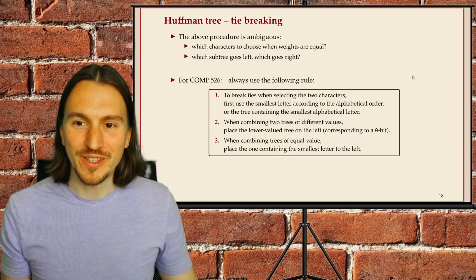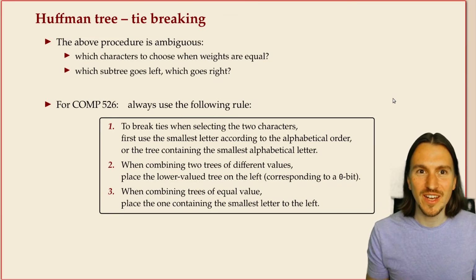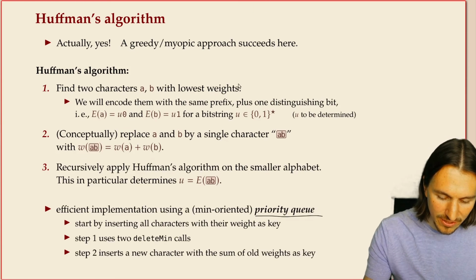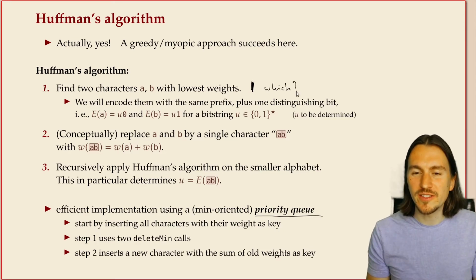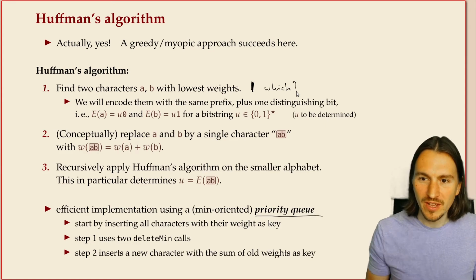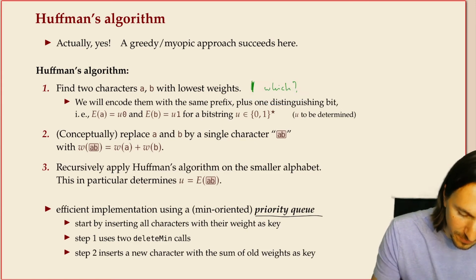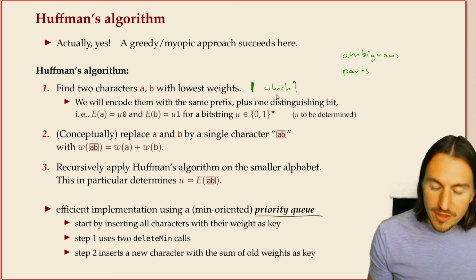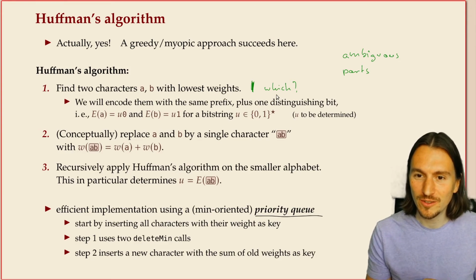Now, when it comes to Huffman coding, you will notice that Huffman's algorithm is in a sense ambiguous or non-deterministic because it doesn't tell you in this step here, in case there are ties, several characters with lowest weights, it's not necessarily clear which one to take. So in this first step, Huffman's algorithm doesn't specify which minimum weight character to use.